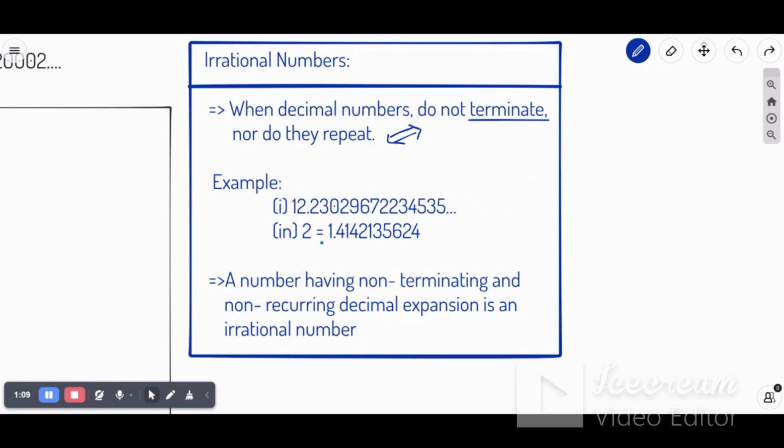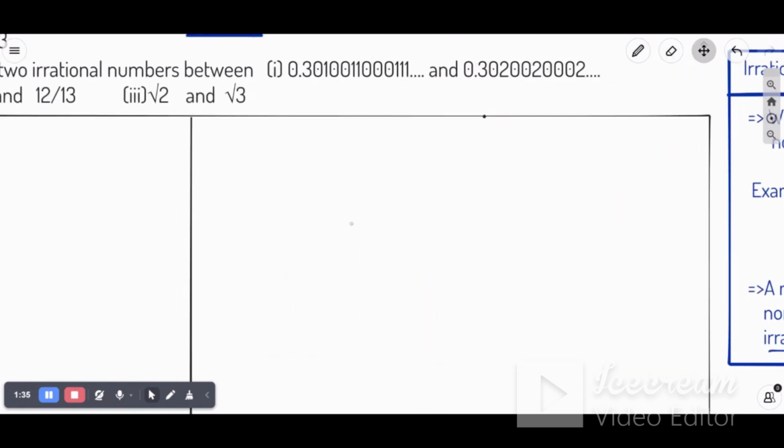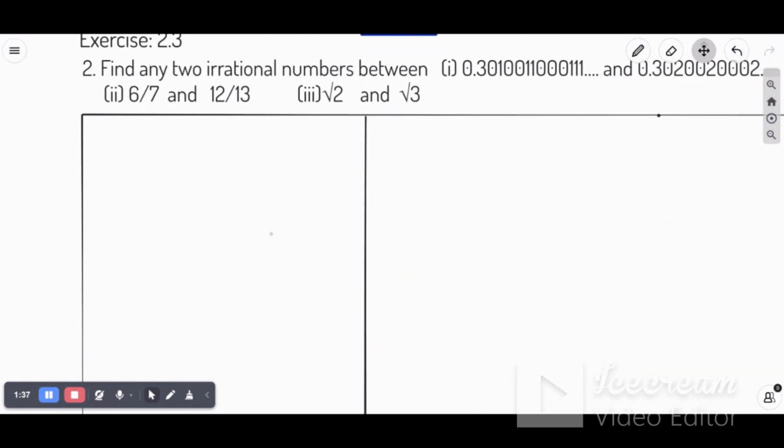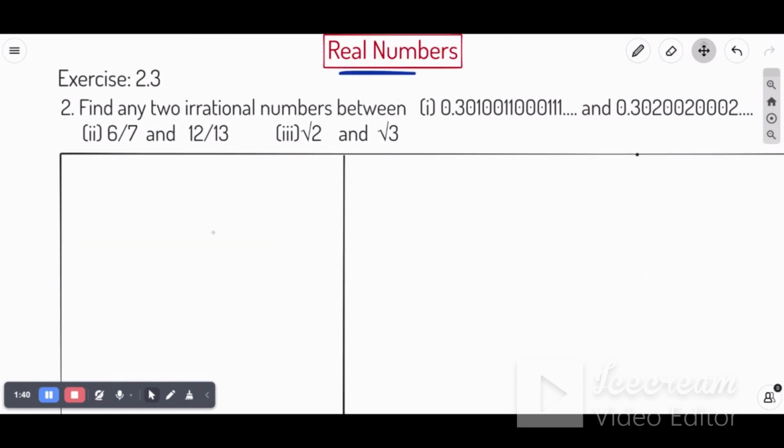Here is another example: root 2 is equal to 1.414 and so on. This is not terminating, and root 3 you can also take, which is equal to 1.732. So this also goes on; it is not terminating and not recurring either. If it satisfies these two conditions, then it is called an irrational number. In the question they have asked you to write irrational numbers, not to figure out whether a number is irrational or not. Just for recap, I have given you that explanation.